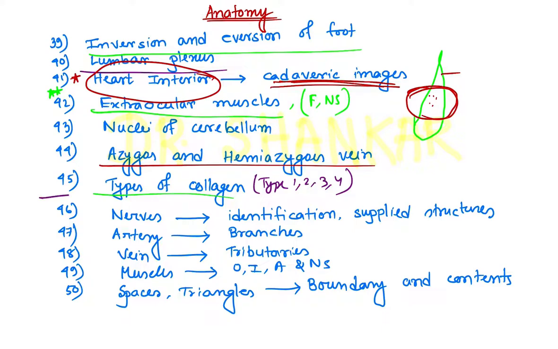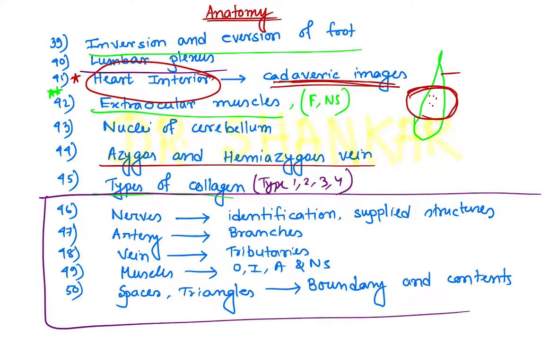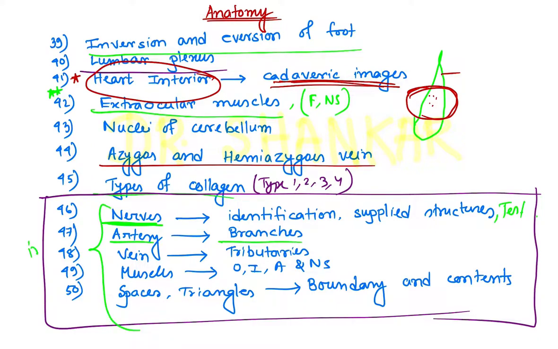So lastly, a summary. These things are very important as I told you before. Nerves are very important, their identification, supplied structures, along with their taste, artery branches are important. These are actually important from the image perspective. From the image point of view, veins and their tributaries are important. Any muscle, origin, insertion, action, nerve supply is important.